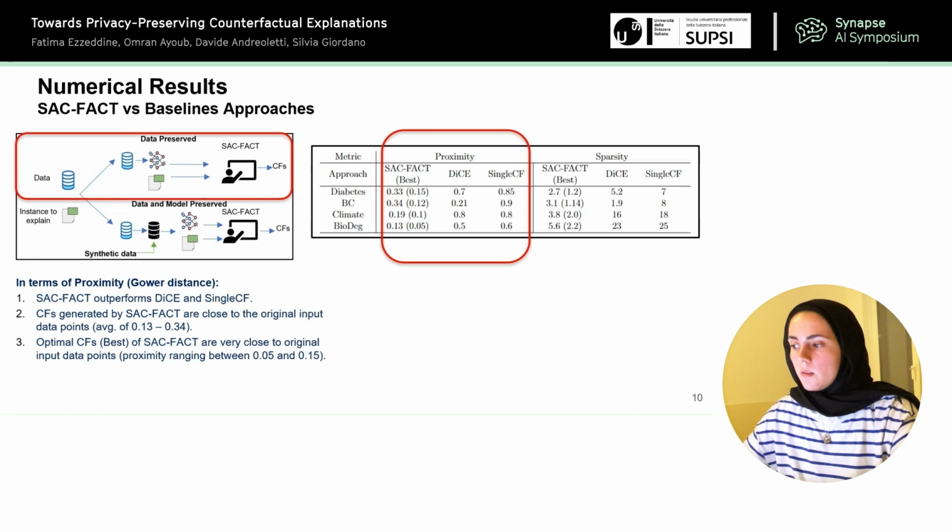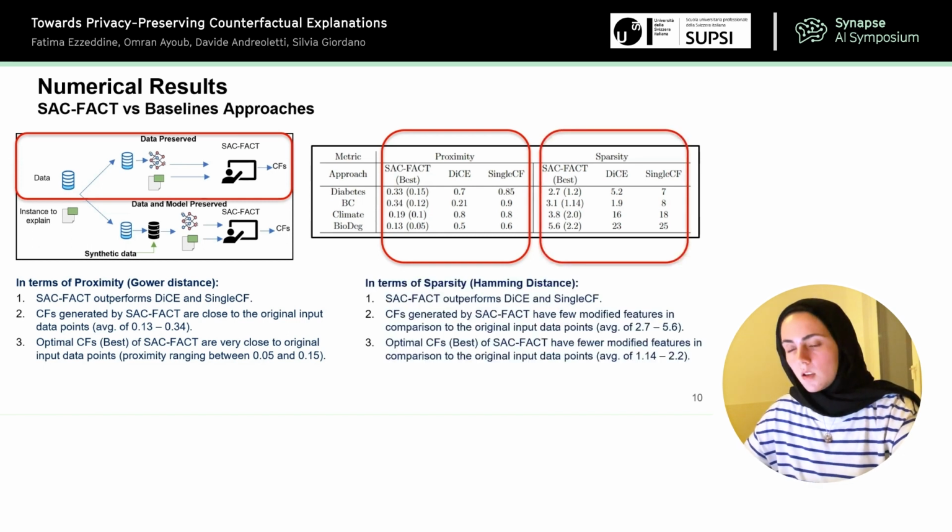So we start with the baseline approaches comparison in terms of the scenario of the data preserved, and in terms of proximity specifically, we can see that SAC-FACT is outperforming DICE and the single CF, and that the counterfactuals generated by SAC-FACT are close to the original data points, and also the same for the optimal counterfactuals that are very close to the original data points.